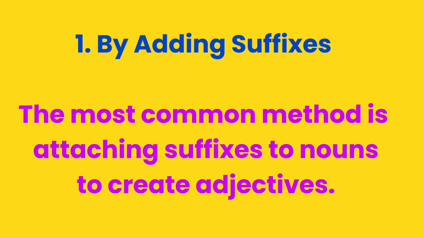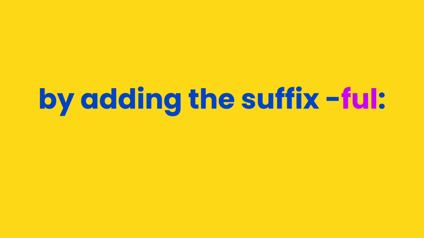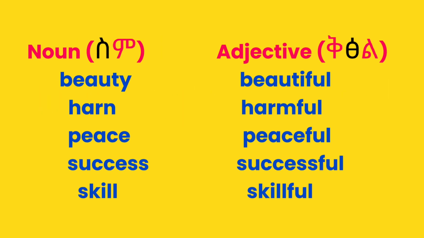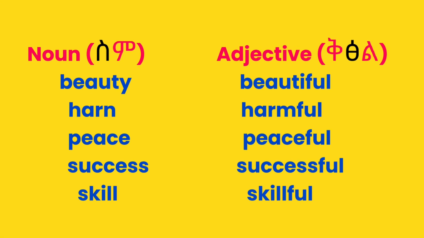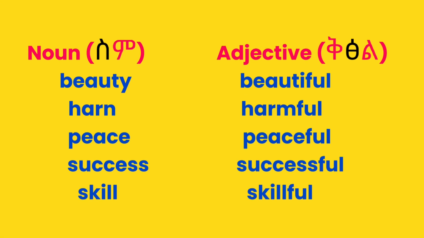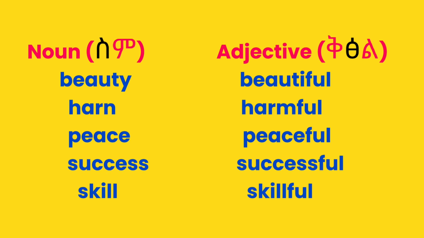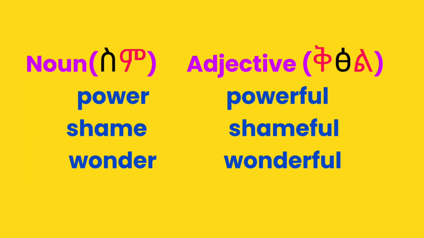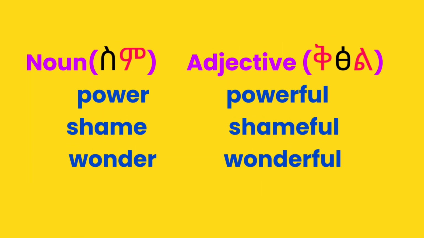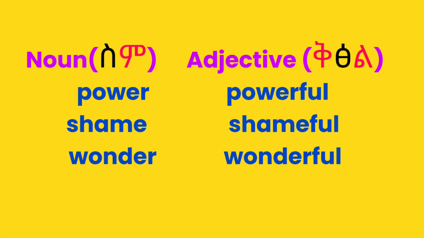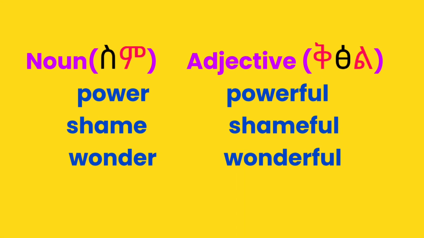By adding suffixes. The most common method is attaching suffixes to nouns to create adjectives. Examples. By adding the suffix -ful, we can get as follows. From the noun beauty to beautiful. From the noun harm to harmful. From the noun peace to peaceful. Success, successful. Skill, skillful. Power, powerful, shame, shameful, wonder, wonderful.